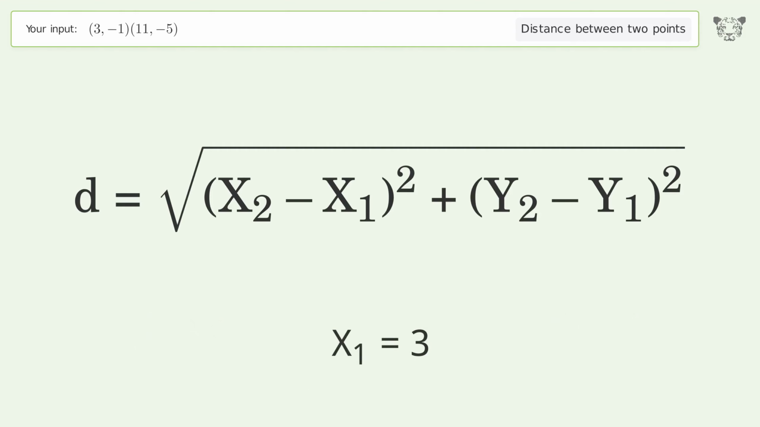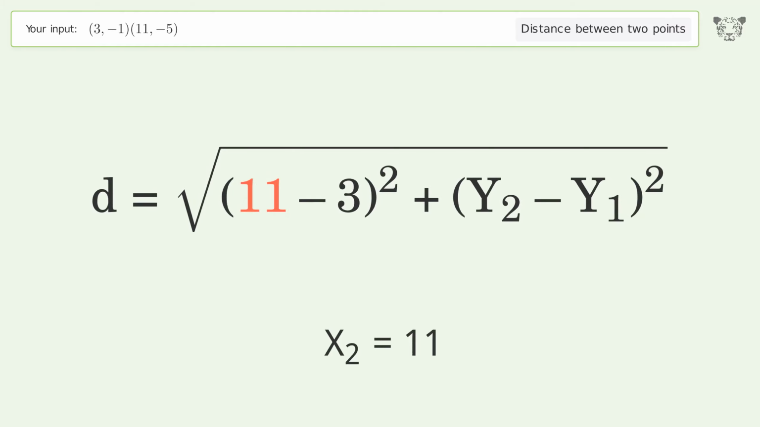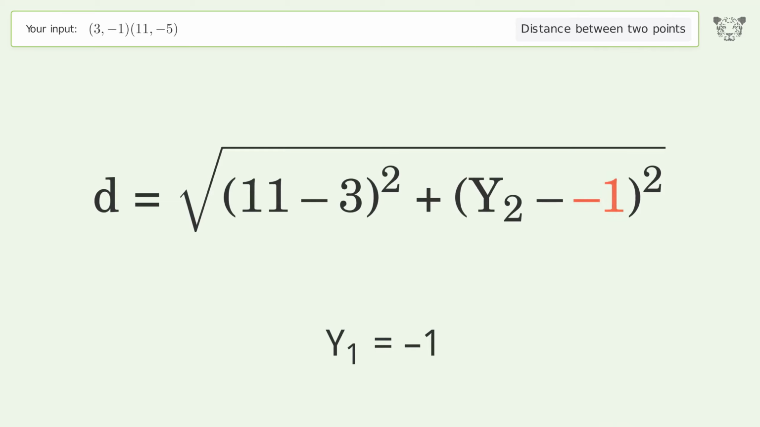x1 equals 3. x2 equals 11. y1 equals -1. y2 equals -5.